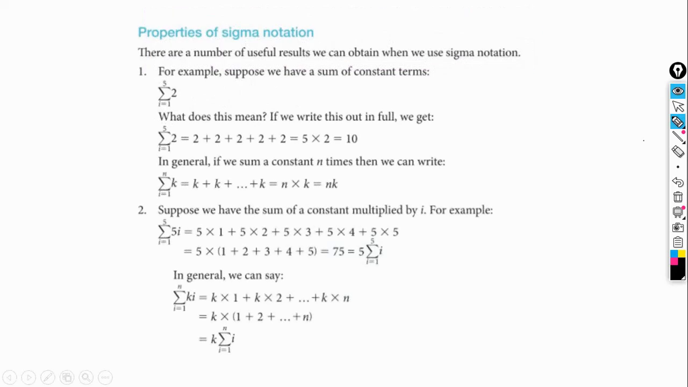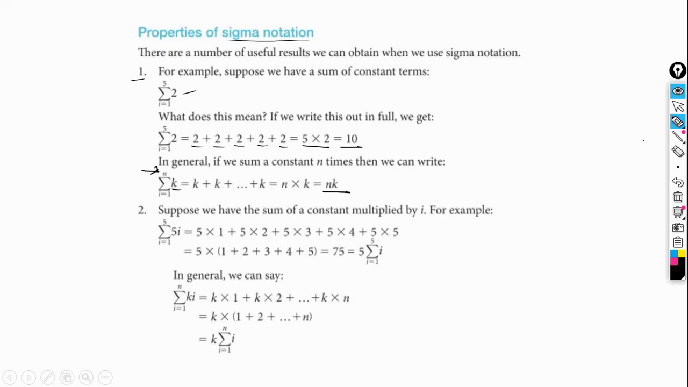Okay, so next let's take a look at some properties of sigma notation. There are a number of useful results we can obtain when we use sigma notation. So number 1, for example, suppose we have a sum of constant terms. Notice that there's no variable here. It just says the sum from 1 to 5 of 2. So that just means adding 2 five times. But that's the same as saying 5 times 2, which is 10. In general, if we sum a constant n times, then we can write it as n times k. So n is going to be the number of times we would be summing it, and k is the constant, so obviously this would be n times k.